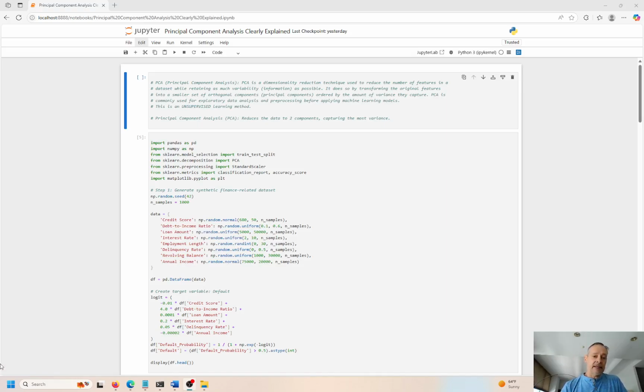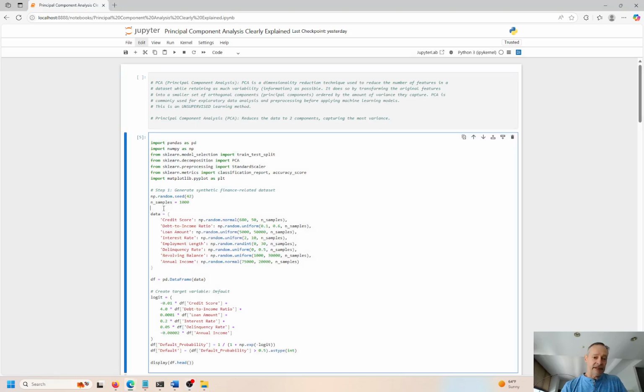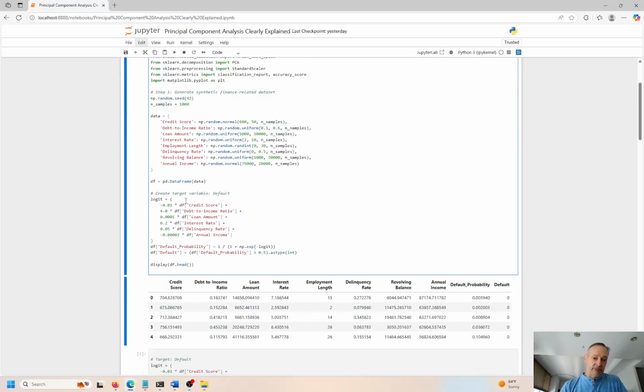So I created a hypothetical data set here. I don't have the actual data, and this is proprietary about loans, but I'm going to get some realistic features here and feed this into the model. So credit score is going to be important, right? When you're issuing loans to clients: debt to income ratio, loan amount, interest rates, employment length, delinquency rate, that's very important, revolving balance, annual income.